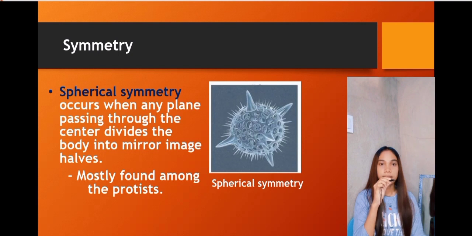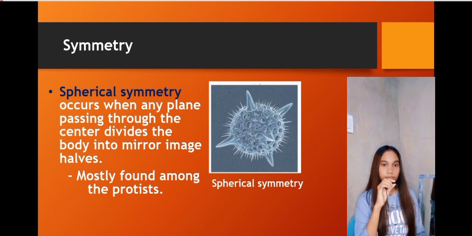Symmetry. Spherical symmetry occurs when any plane passing through the center divides the body into mirror image halves, mostly found among the protists. Spherical symmetry is characterized by the ability to draw an endless, or great but finite, number of symmetry axes through the body. This means that spherical symmetry occurs in an organism if it is able to be cut into identical halves through any cut that runs through the organism's center.